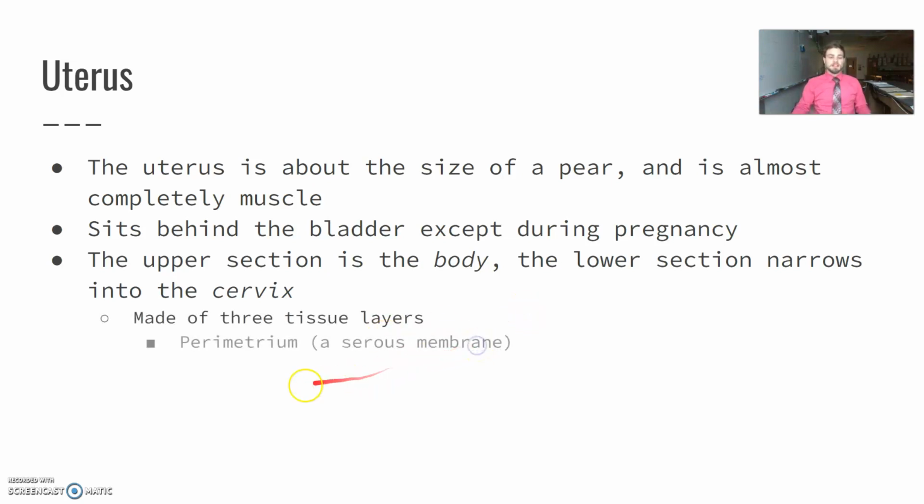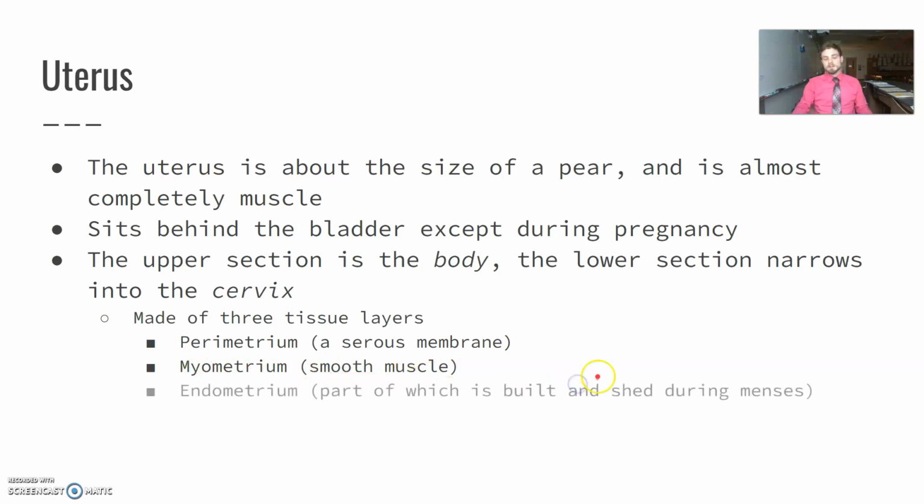The uterus is comprised of 3 layers. You have your perimetrium, which is basically just a serous membrane. You have the myometrium, myo meaning muscle, so this is smooth muscle. And you have the endometrium, which is the part that's going to be built up and shed in preparation for impregnation, and if there is no impregnation that takes place, that's going to be shed during menses.